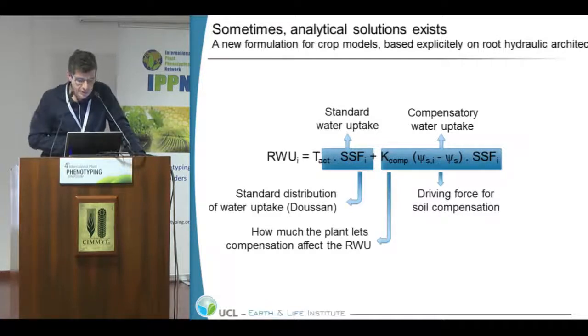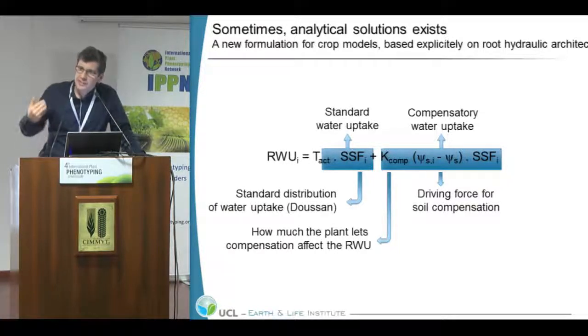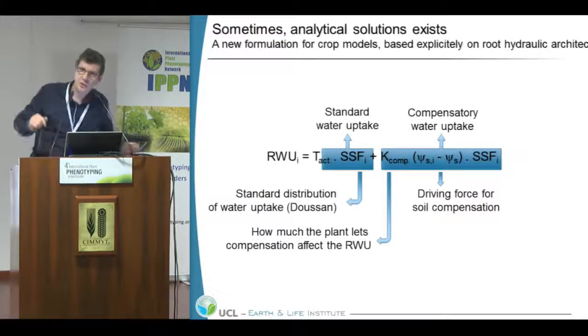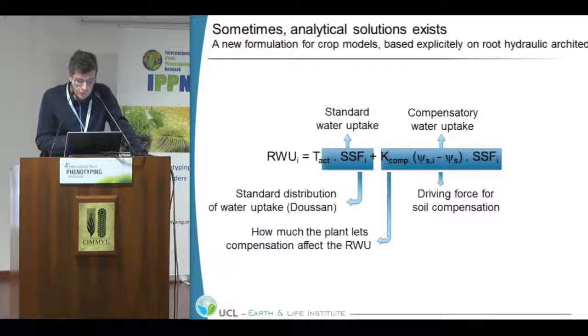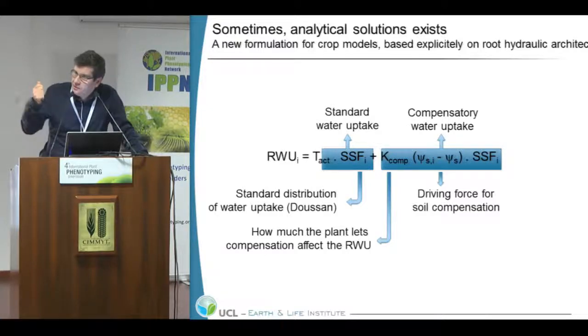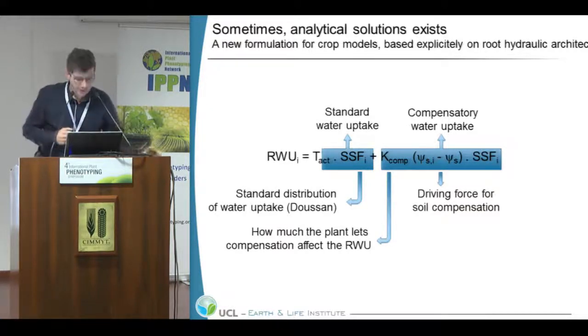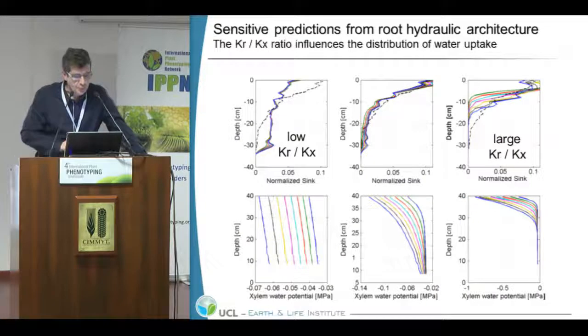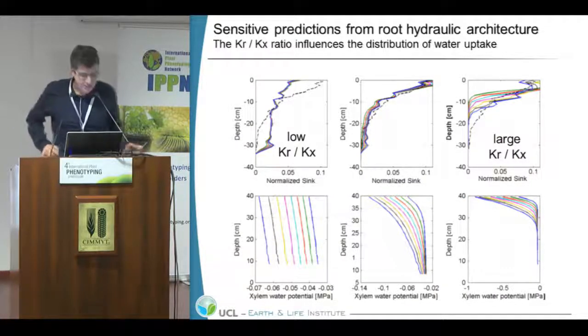So you have on the one side the SSF, or the standard water uptake, which is based only on the root architecture, and which would be how much water is taken up if the soil water potential was constant. And then on the other side, you have this compensatory water uptake, which is how much deviation compared to the standard water uptake is actually done due to, on one side, the root architecture, and on the other side, the redistribution of hydraulic conductivities within the root system. So, I will try to do the rest in 2 minutes.